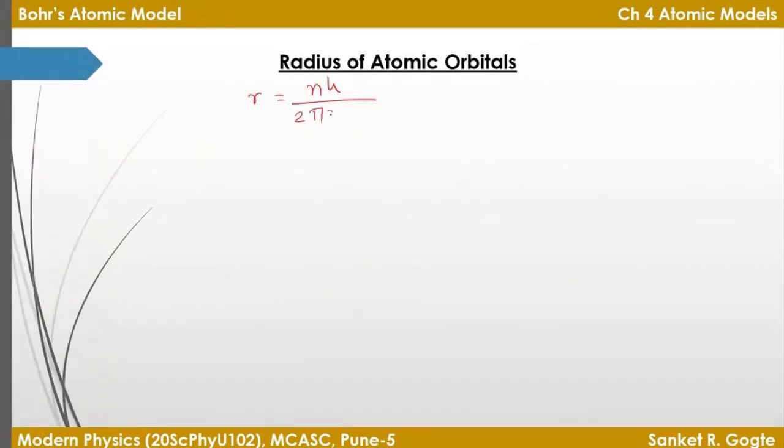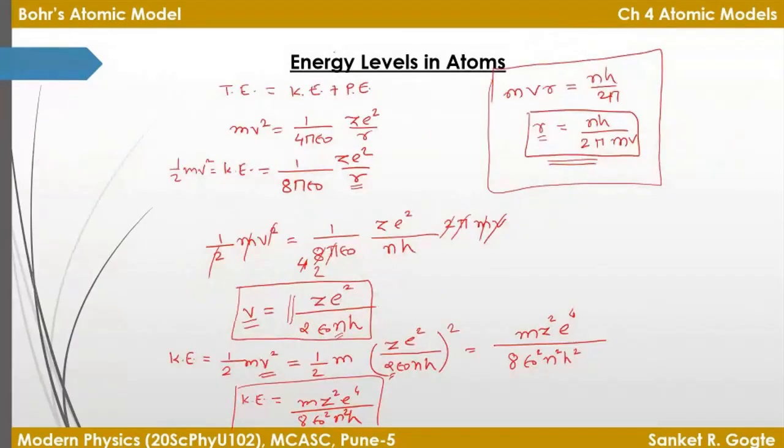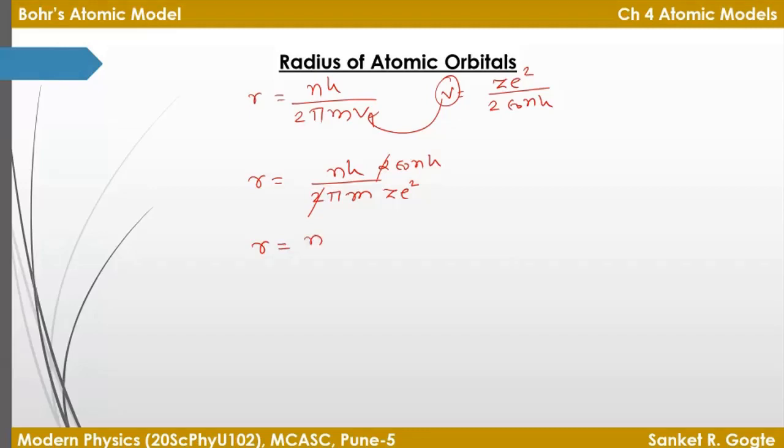So let's begin here, 2 pi mv. And now V is, where is it? Where did I get that V? Here. Let me put this V here into this relation to get R as nh divided by 2 pi m, and V is z e square divided by 2 epsilon 0 nh. Now this 2 will get cancelled, and what we get for radius is epsilon 0 n square h square upon z pi m e square.